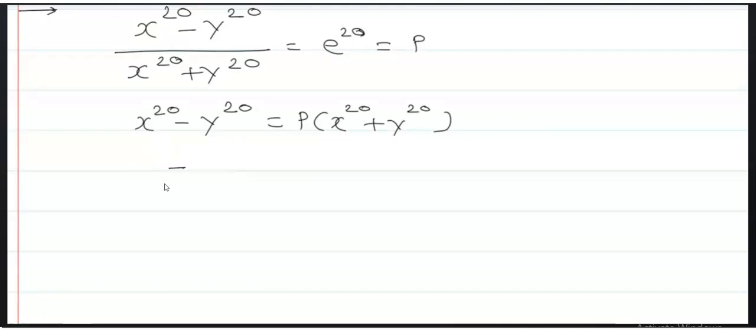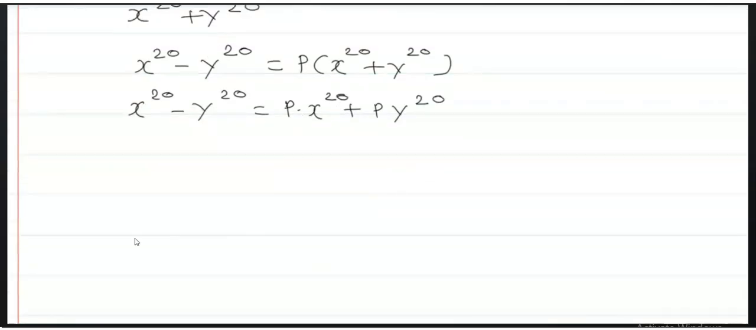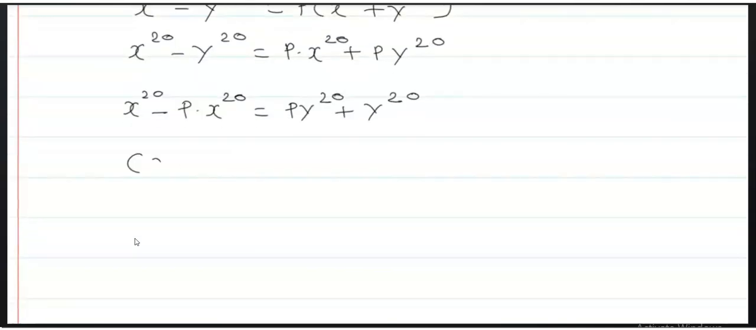x raised to 20 minus y raised to 20 is equal to p into x raised to 20 plus p into y raised to 20. Collect the terms of x raised to 20.